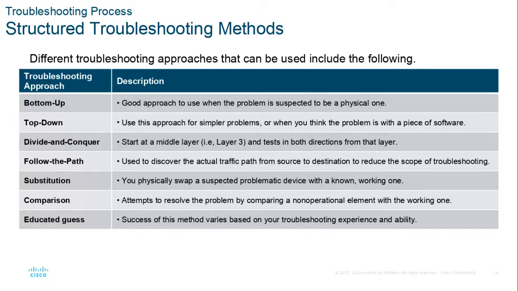The follow the path method is troubleshoot from source to destination. Substitution method. Well, that was when I substituted a known good working Ethernet cable for a suspected bad cable and see if that fixes it. If that doesn't fix it, maybe I'll put the other one back, because you should always undo anything if it doesn't fix it. We can compare things that don't work with things that do work, like your neighbor's machine. Try to log into your neighbor's machine.